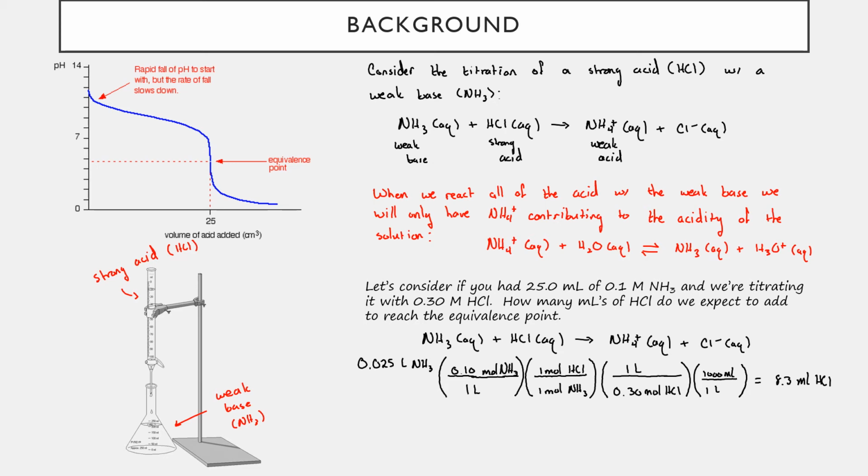And then we know that we are reacting it with 0.3 molar HCl. So if we look at the fact that we get 0.3 moles of HCl per 1 liter, and then switch that into milliliters, with units all canceling there, we are left with 8.3 milliliters of HCl expected to be necessary in order to reach that equivalence point.